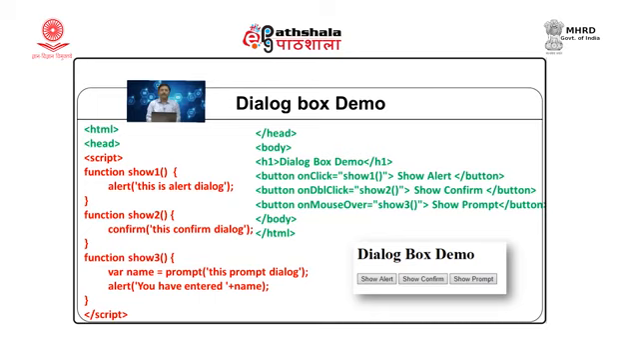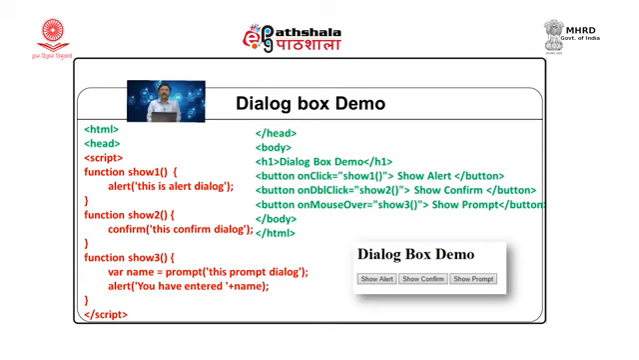So, how do we define a function? This code also demonstrates how to define a function. A function always starts with the keyword function, then you give the function name, and if your function takes some arguments, you supply them as comma separated values. So, here is the function show1, which displays an alert and takes one parameter, the message to be displayed to the user. The message this alert dialog box will show is: this is alert dialog.